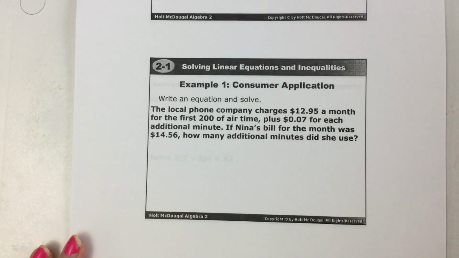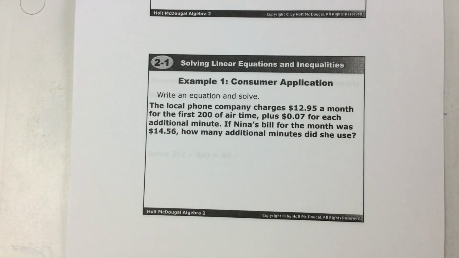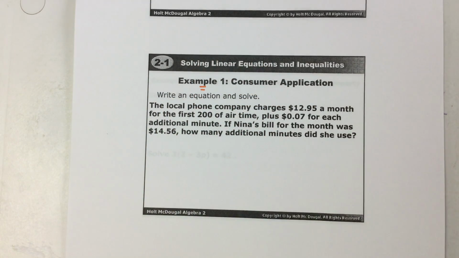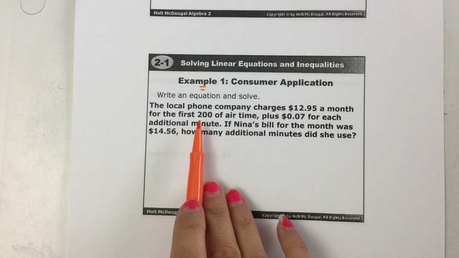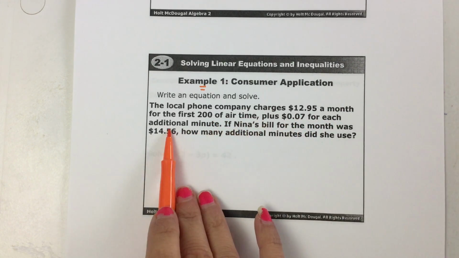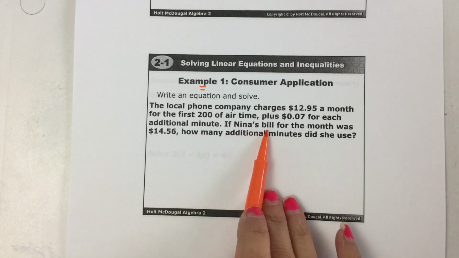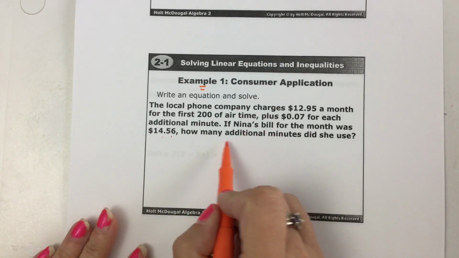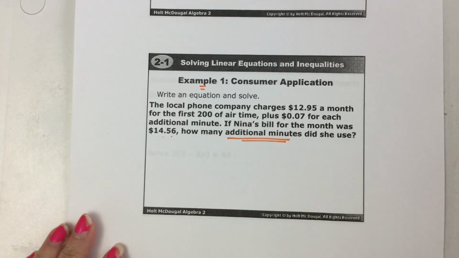Okay, here are some scenarios. We're just going to start off with some story problems. We have to take a scenario, write an equation. That means it has to have an equal sign, and then solve. Solve means to get the letter by itself. The local phone company charges $12.95 a month for the first 200 minutes of airtime, plus 7 cents for each additional minute. If Nina's bill for the month was $14.56, how many additional minutes did she use?